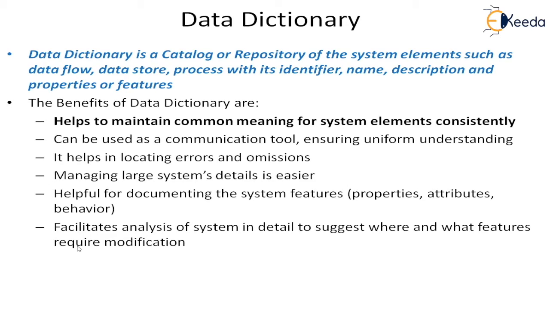And it facilitates analysis of the system in detail to suggest where and what features require modification. Whenever some requirement change is coming, if you have the data dictionary as a repository, like a kind of database, then you can analyze that and see what related elements and features have to be modified.